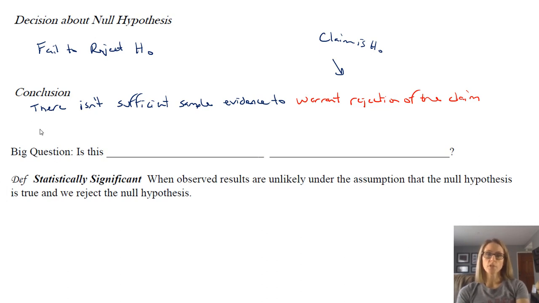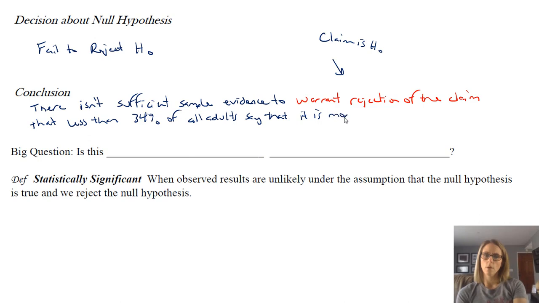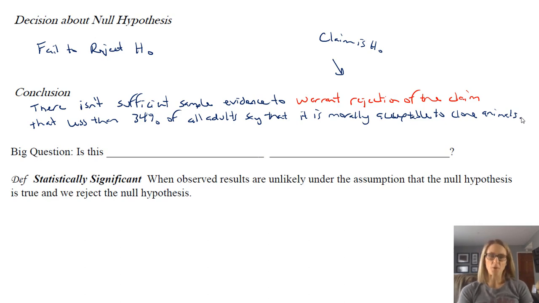All right, warrant rejection of the claim that less than 34% of all adults say that it is morally acceptable to clone animals. There you go.